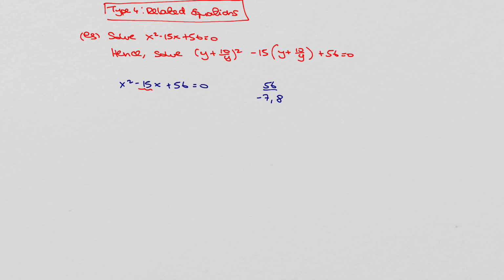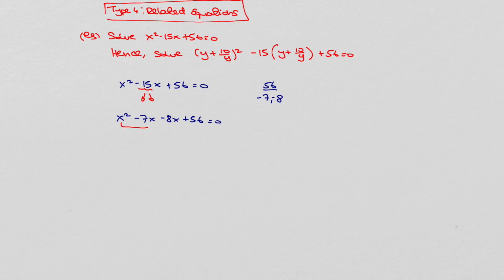So we need to change that to minus 7 and minus 8, because minus by minus gives us plus 56, and minus 7 minus 8 adds to give us minus 15x. So we're going to, again, expand that 15x into 7 and 8. And again, it doesn't matter which order we put in the 7 and the 8. So we have x squared minus 7x minus 8x plus 56 equals 0.